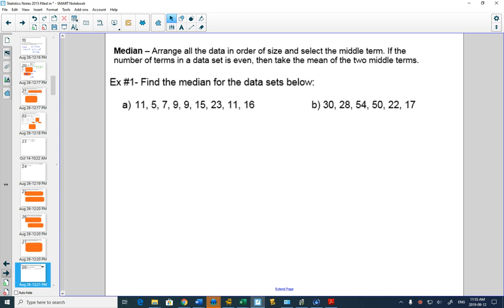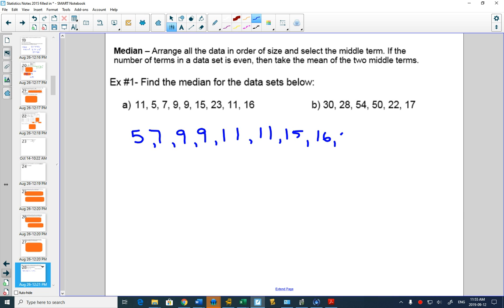So the last type of central tendency that we look at is called the median. The median is the value in the middle. In order to find the value in the middle, it is helpful to write things in order from smallest to biggest. So in this case, we have 5, then 7, then 9, then 9, then 2 11s, then 15, then 16, then 23.